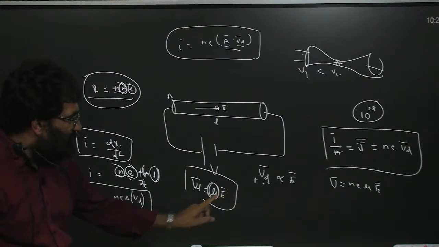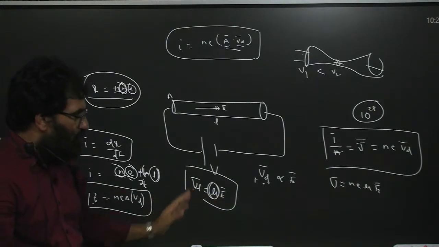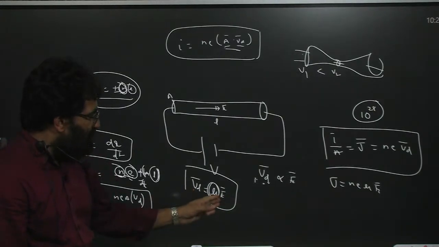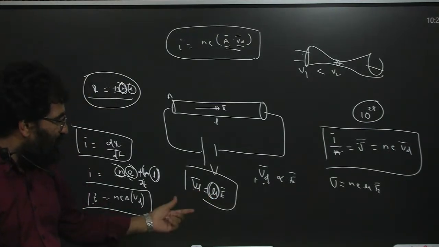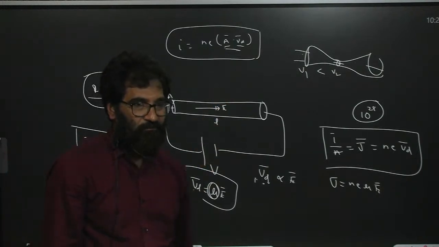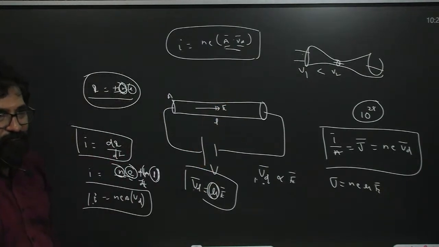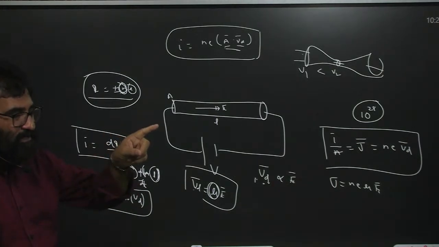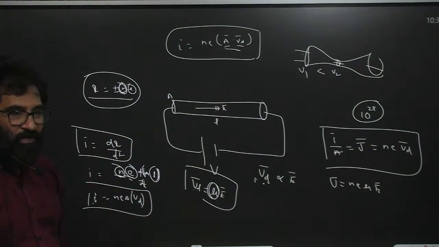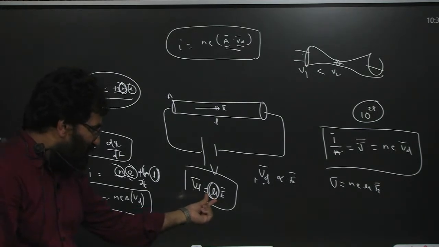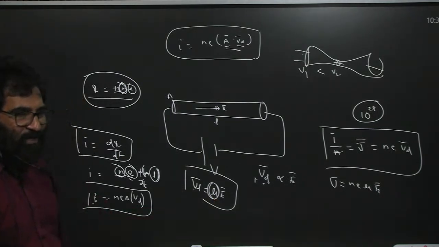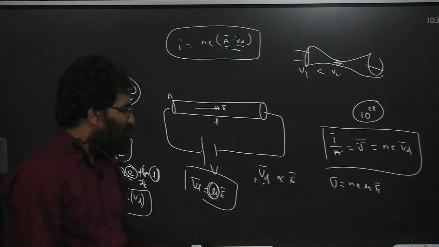Drift velocity depends upon the electric field. If the electric field is 0, drift velocity is 0. If the electric field is not 0, drift velocity is not 0. But this is called mobility. Mobility depends upon the type of conductor and the type of charge carriers. In semiconductors, holes are moving in the valence band and electrons are moving in the conduction band. So it depends upon the material. Vd is proportional to E only.